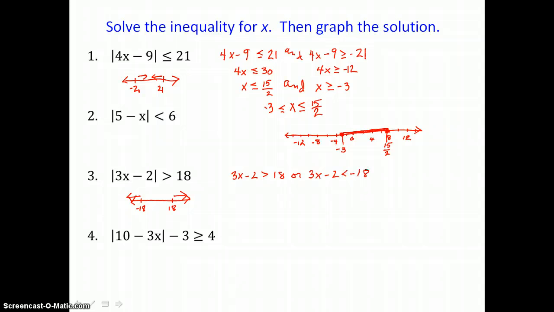So we do the same thing here. We reverse the order of the inequality, and we change the sign of the number on the right. Solving on the left here, adding 2 to both sides, we get 3x is greater than 20, and dividing both sides by positive 3, x is greater than 20/3. Or adding 2 to both sides, 3x is less than negative 16, and then dividing by that positive 3, x is less than negative 16/3. Okay, now remember, an OR statement cannot be written in shortcut form, so we'll graph right away.